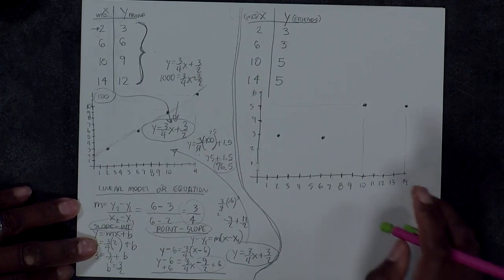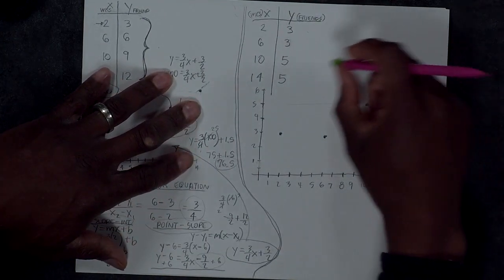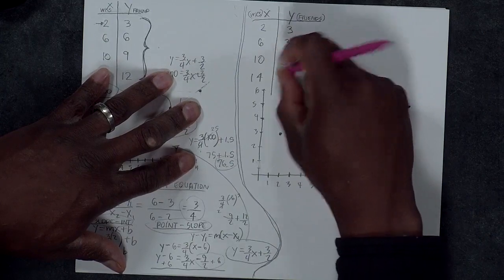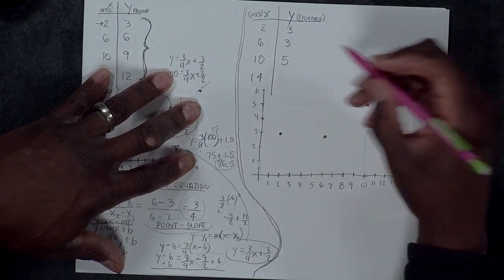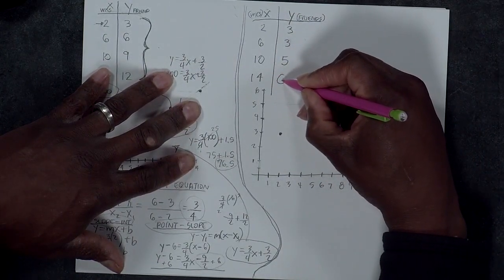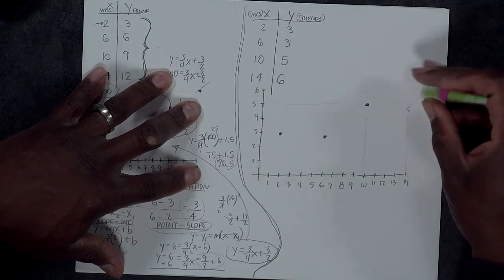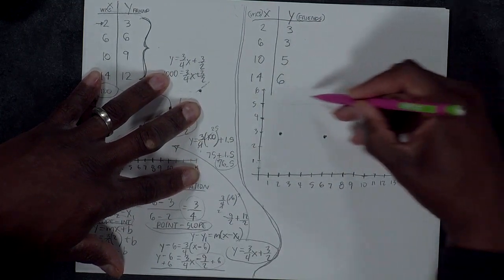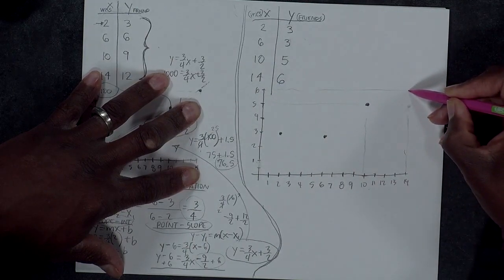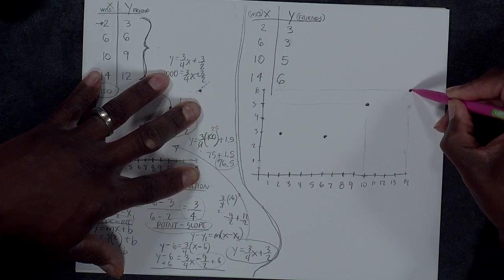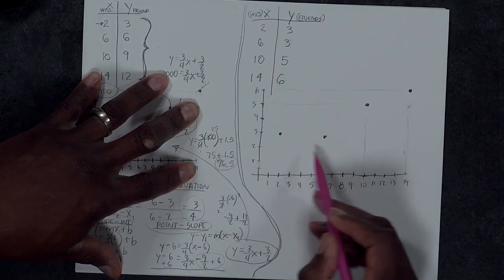In fact, I think I want to amend this just a little bit. Let's make this a 6. So after 14 weeks, let's say we have 6 friends. It appears as though you're increasing in the number of friends that you have.